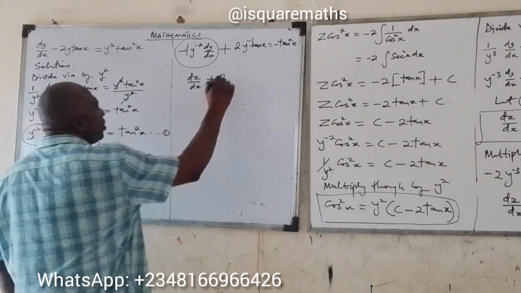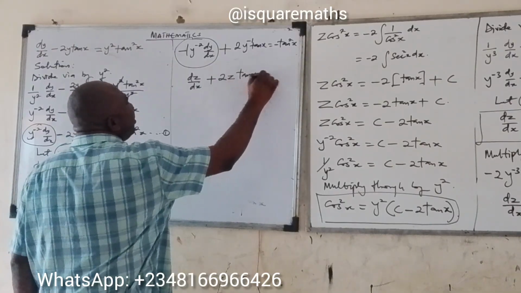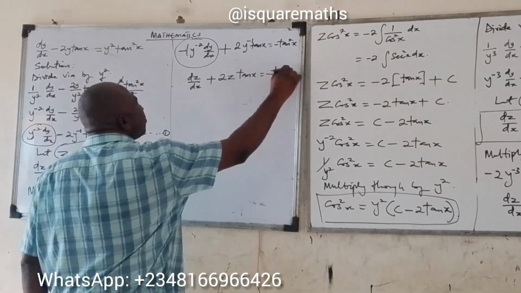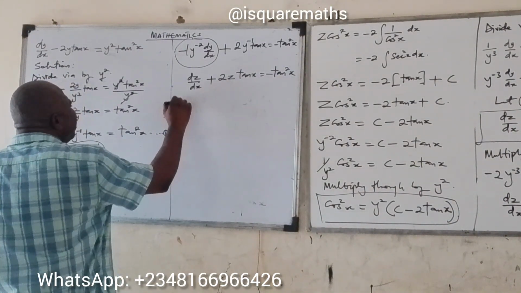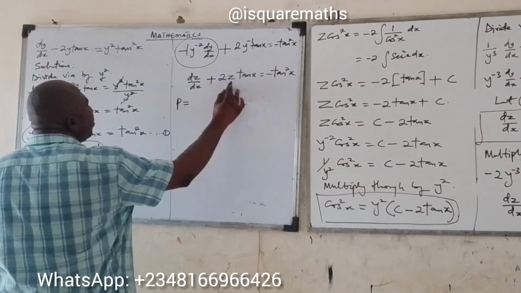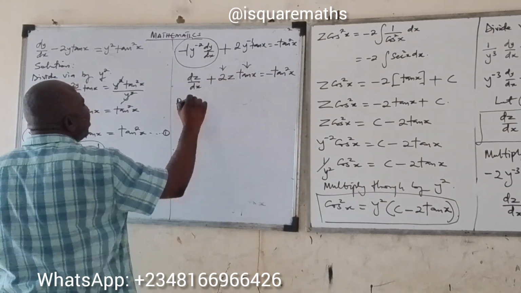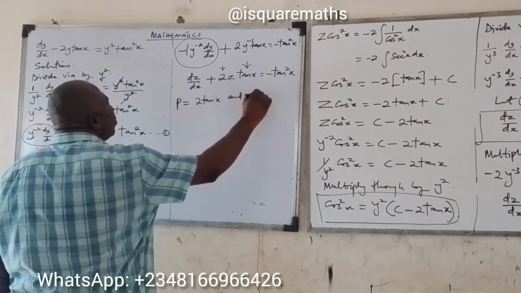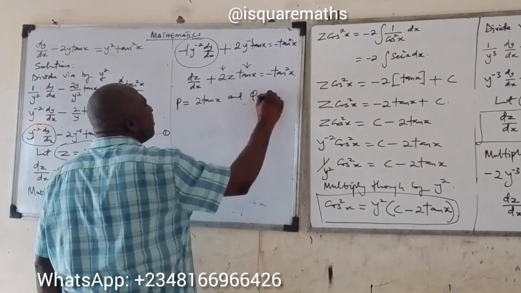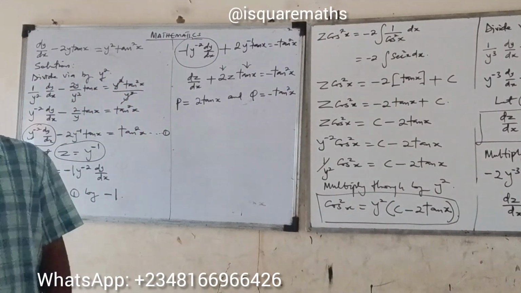So it means this will be 2z. Then here we have tan x is equal to minus tan squared x. So at this point, the value of our p will be the coefficient of z, and the coefficient of z is 2 tan x. So we have it as 2 tan x. And here our q is this, so that will be minus tan squared x.